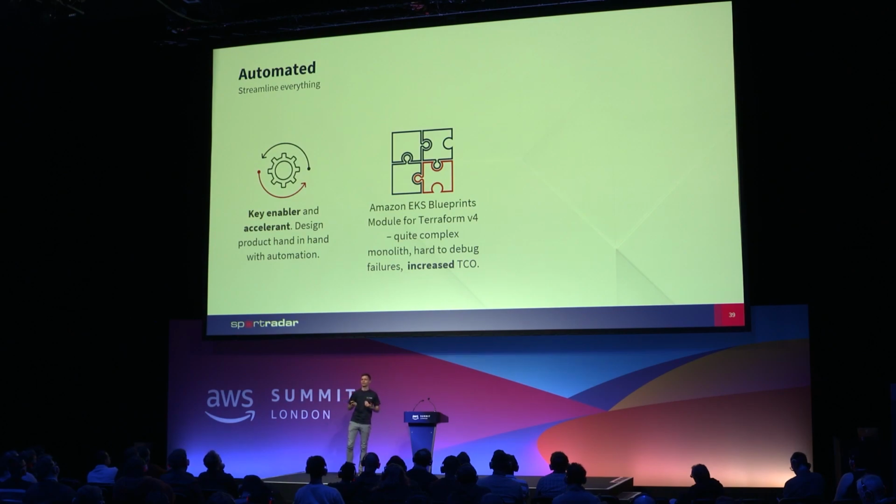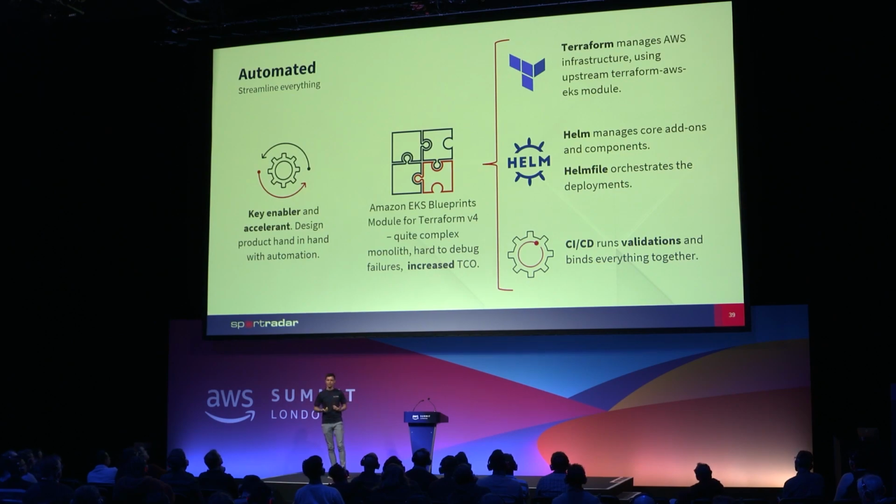So we took a step back and we thought, you know, we don't need a space shuttle to run our platform. So we designed a much more rudimentary pipeline with 3 basic components. We kept using Terraform to provision and manage our AWS infrastructure, and of course, we leaned on the upstream EKS module to help us out there. We kept using Helm to manage the core add-ons and components in the cluster. And of course, a strong CI/CD pipeline to validate all the incoming changes to our repositories, to run the diffs for us, and to bind all of this together.